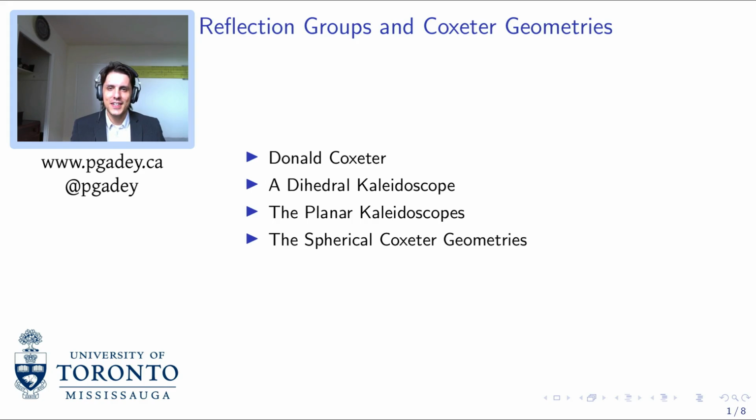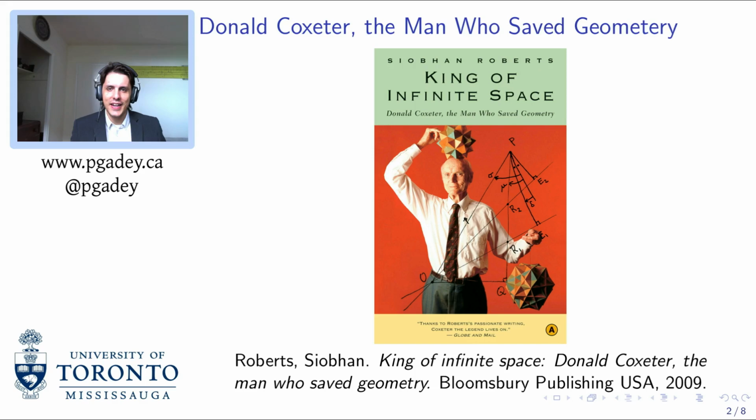So Donald Coxeter was an English-Canadian mathematician. He worked at the University of Toronto from 1936 to 1996. His career spanned over 60 years and hundreds of publications and books, many of which are now considered reference works in their field. He had a delightful imagination and a love of symmetry, beauty, shape. I had the pleasure of talking with Siobhan Roberts, the author of King of Infinite Space, a biography of Donald Coxeter, the man who saved geometry. And she had many great anecdotes about him. He was a delightful character. And I'm glad to be able to share some of his mathematics with you today.